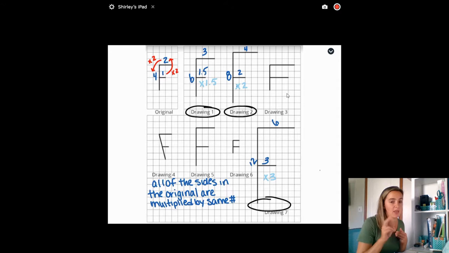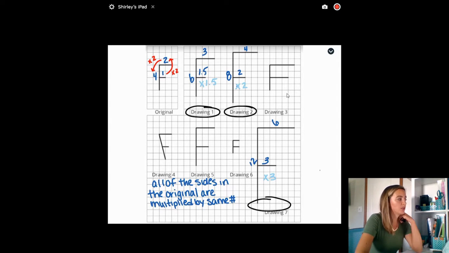So if I look at drawing number 2 first, and I'm picking drawing number 2 because the pattern is a little bit easier. First thing I did was went through and counted all of the lengths in my drawings. So my original, I have 4 by 2 by 1, and you can see those numbers around the letter F. So if you notice in drawing 2, all of those side lengths got multiplied by 2. In drawing 7, all of my original lengths got multiplied by 3. And in drawing 1, all of my lengths got multiplied by 1.5. That didn't happen in any of the other drawings. So that's one way to look at the pattern.